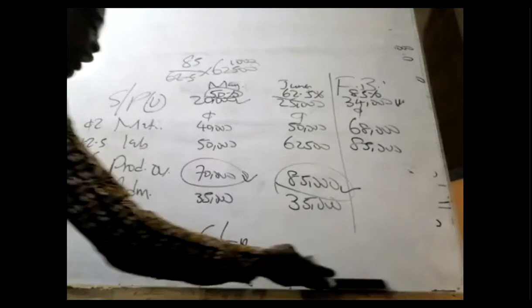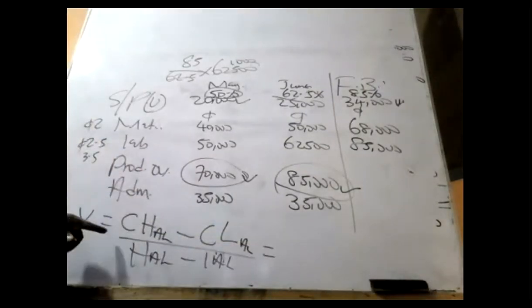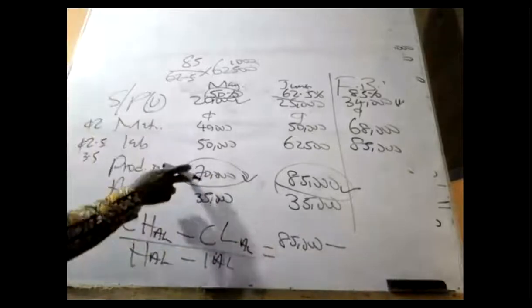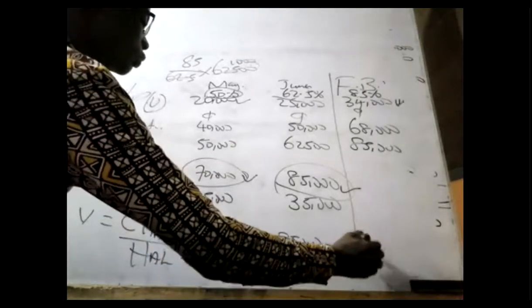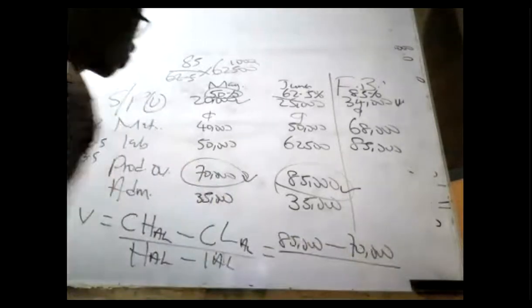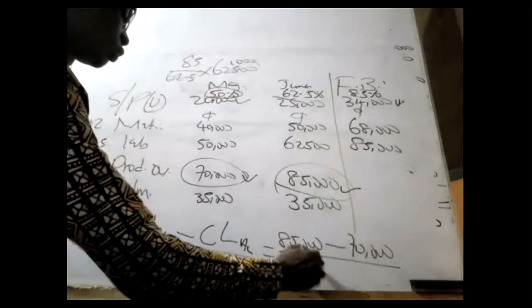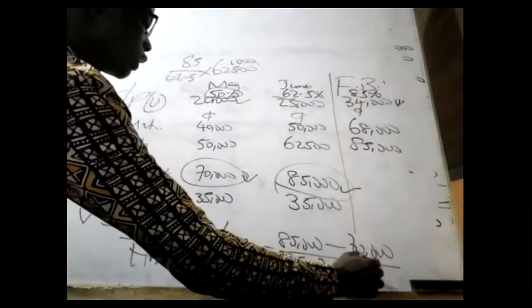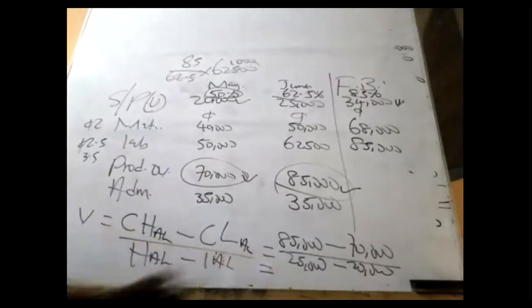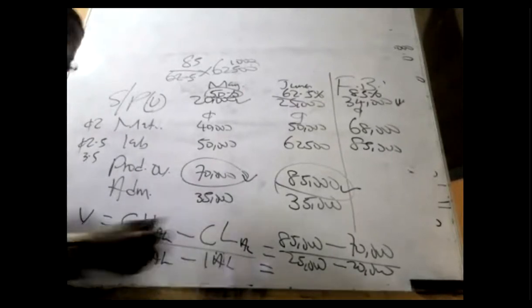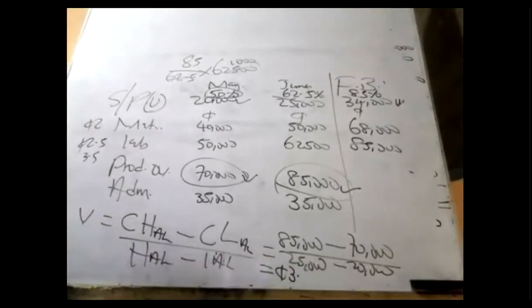So let's start. It's equal to the highest activity level cost, which is 85,000, minus the lowest cost, 70,000, divided by the highest unit, 25,000, minus 20,000. What do you get? What's the variable cost here? So the variable cost is 3 Ghana cedis. Perfect. 3 cedis.